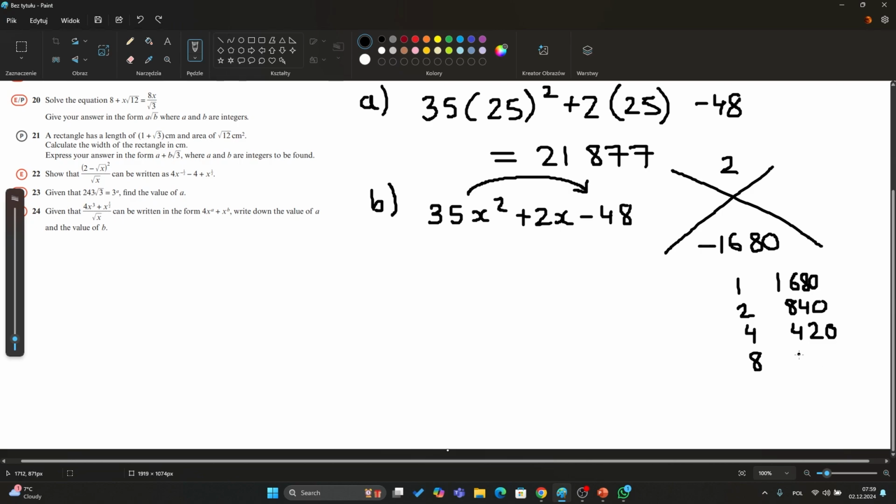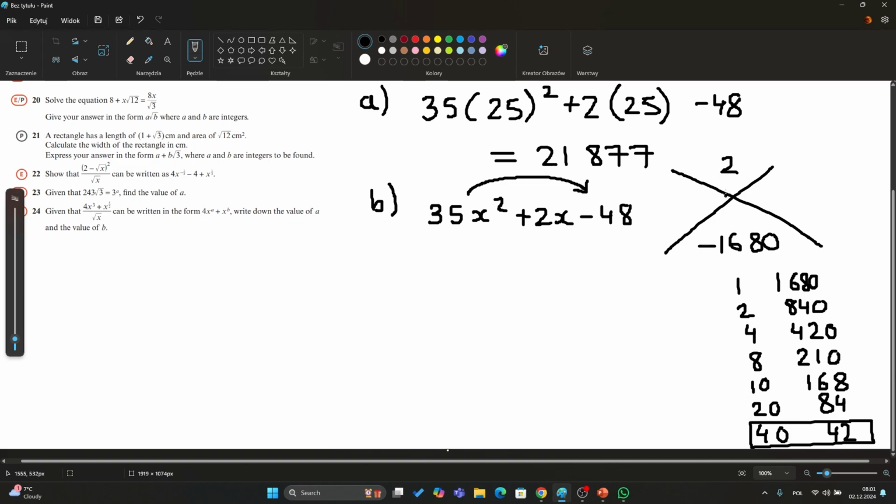Am I doing this correct? It's 210, sorry. This is 10, 168. Can we get any lower? Yes, we can. We can get lower by 20. So that is now divided by another 2. So that's 40 and 42. Now we got to 40 and 42.